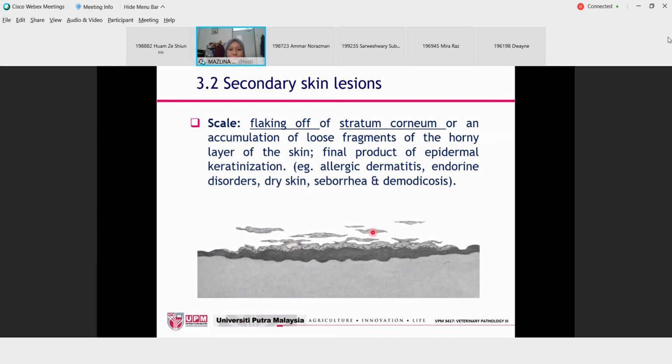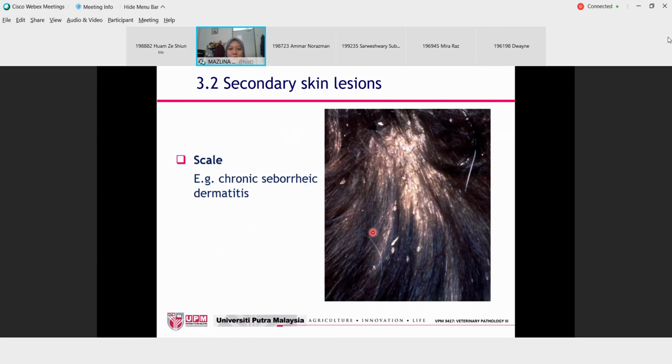Yeah, this is an example of scale. So you see in cases of chronic seborrheic dermatitis, you see a lot of scaling. Okay.